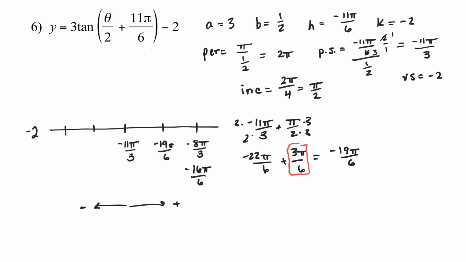If I go back the other direction, we're going to be subtracting. So negative 22 pi over 6 minus 3 pi over 6. All right, so this way we're going to go backwards. This is going to be negative 25 pi over 6. That won't reduce. If I subtract it again, I'm going to get negative 28 pi over 6. But that definitely reduces by a factor of 2 as well. So we get negative 14 pi over 3.